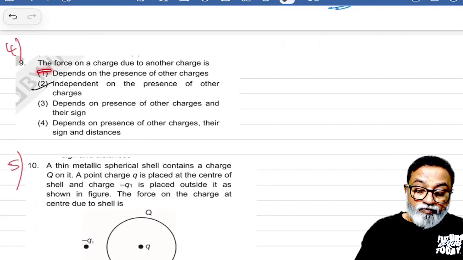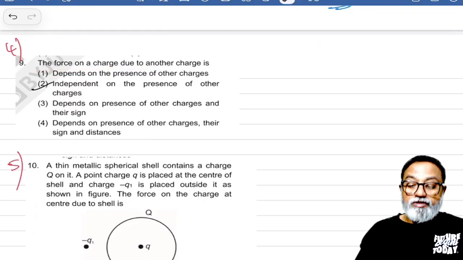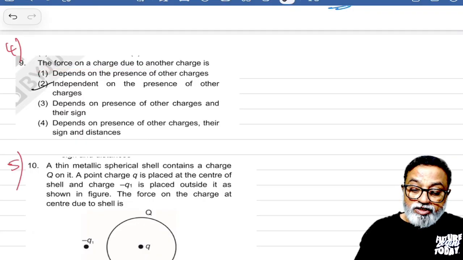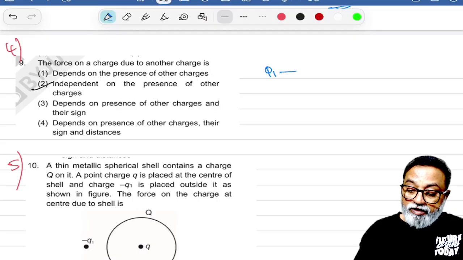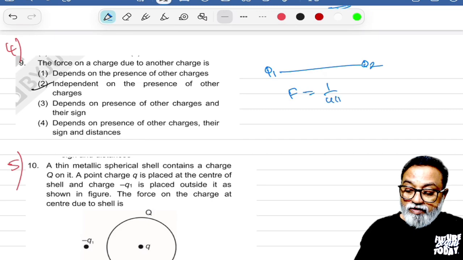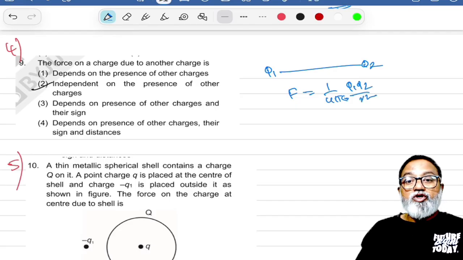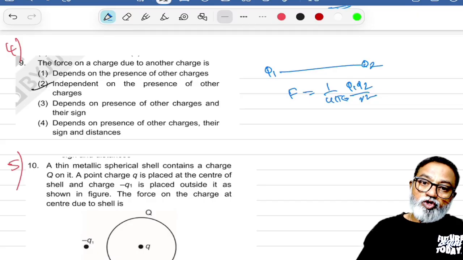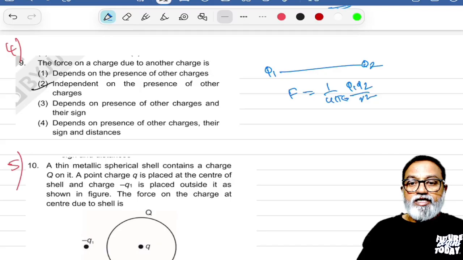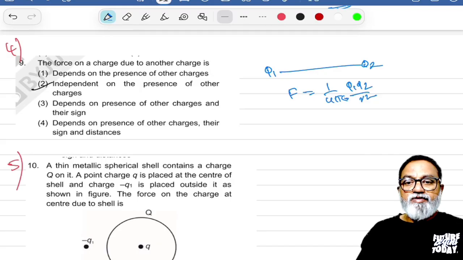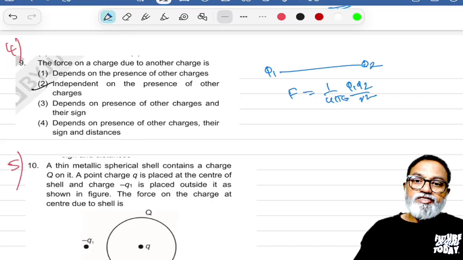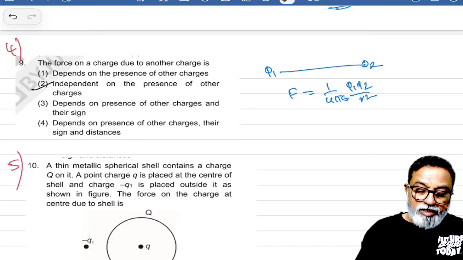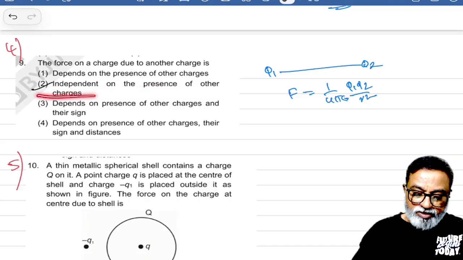Next one, the force on a charge due to another charge. Here, when two charges are placed like this, Q1 and Q2, the force between them F is equal to 1 by 4 pi epsilon Q1 Q2 by r square. Q1 exerts a force on Q2 and Q2 also exerts a force on Q1 with the same magnitude but opposite direction. This force does not depend on other charges placed in the surroundings. Therefore, it is independent of the presence of other charges.